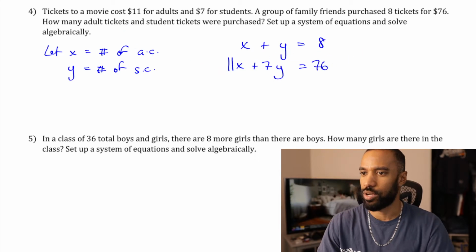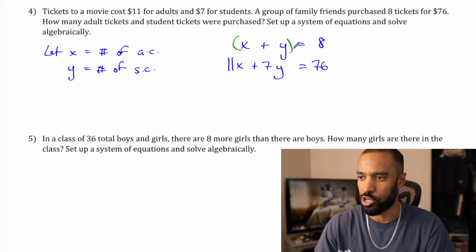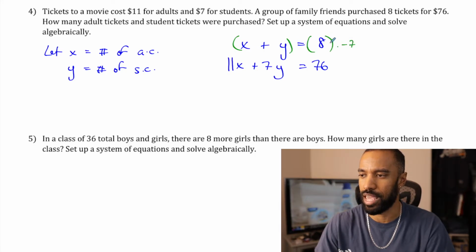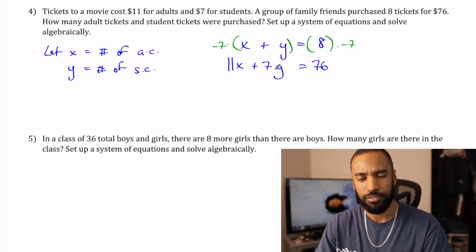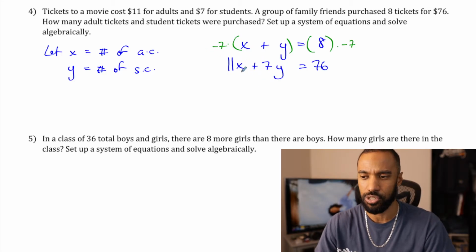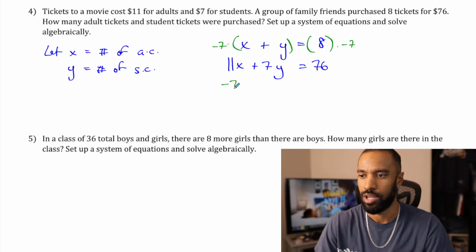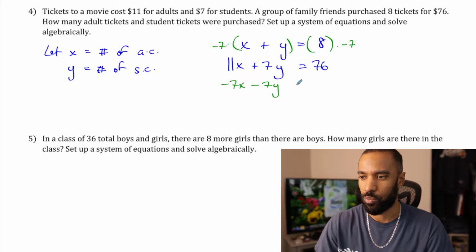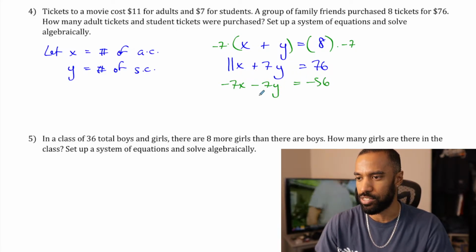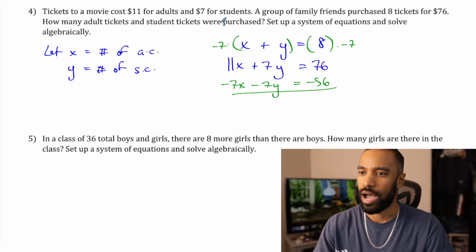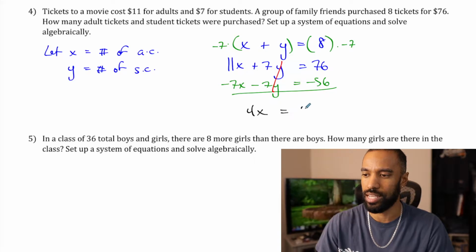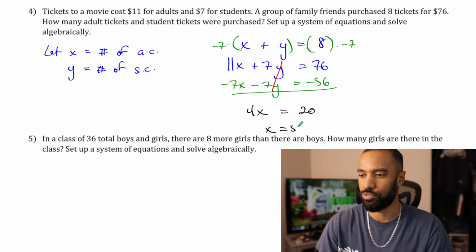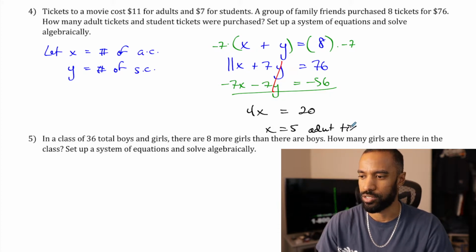Yeah, systems of equations again. Once again, elimination method looks pretty good here. Times -7 per. And I always like to try the smaller one if I can, or the one that's just easier to get to. In this case, it doesn't really matter. -7x minus 7y equals -56. The y's go away. You are left with 4x equals 20. Therefore, x equals 5. It looks like 5 adult tickets were purchased.